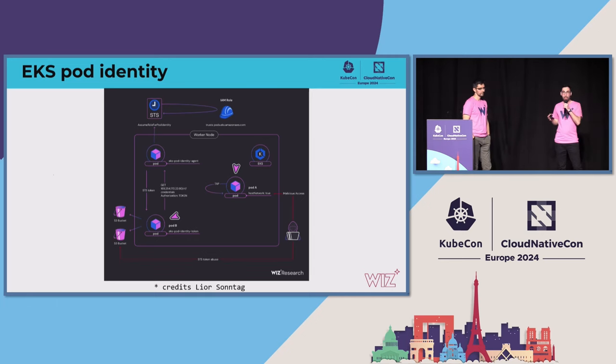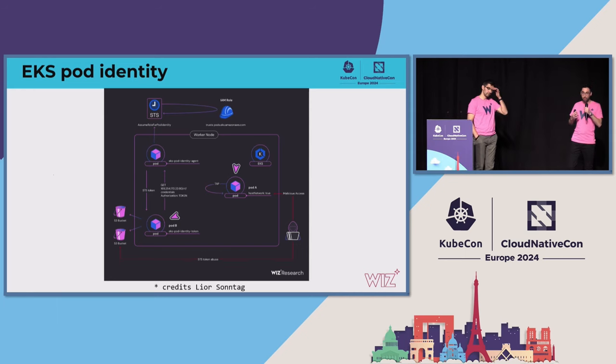Now, because from pod A we have the capability to perform a network capture, we can possibly capture the token received from the EKS pod identity to pod B, because the traffic between them is HTTP and not HTTPS. So now let's see a demo on how it works.